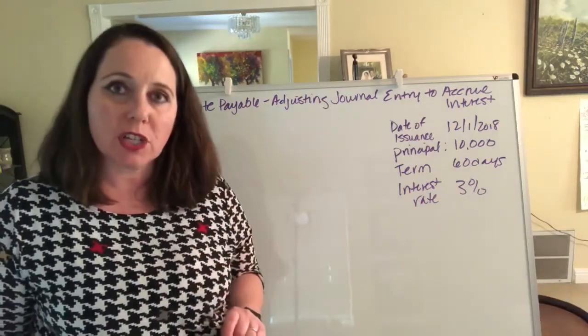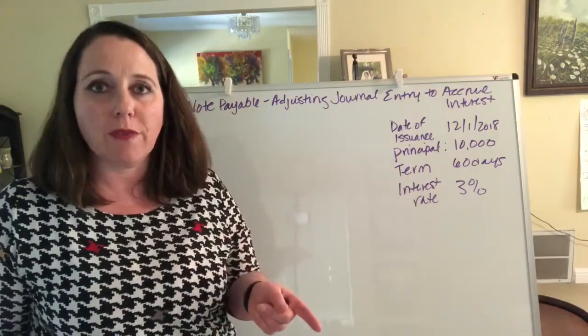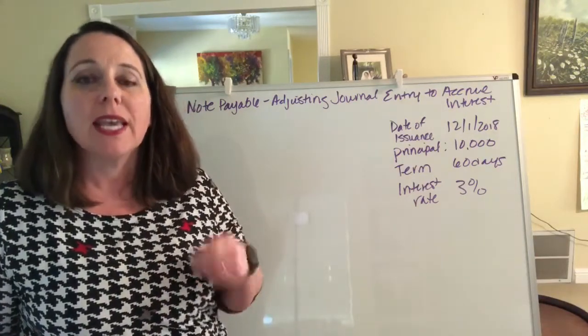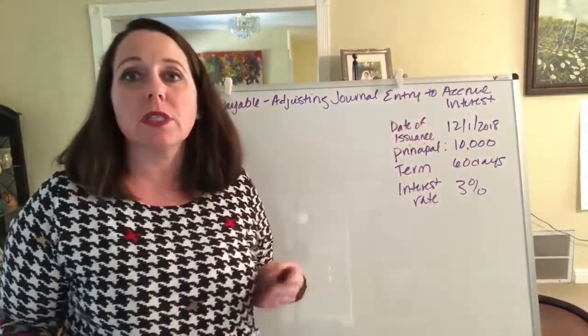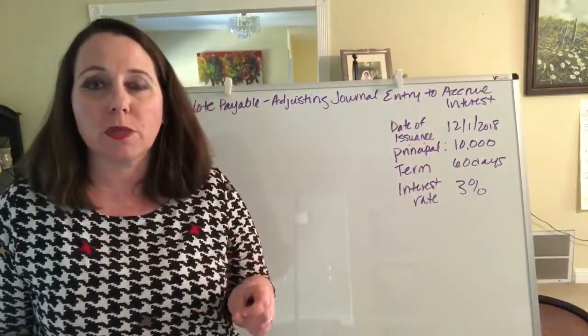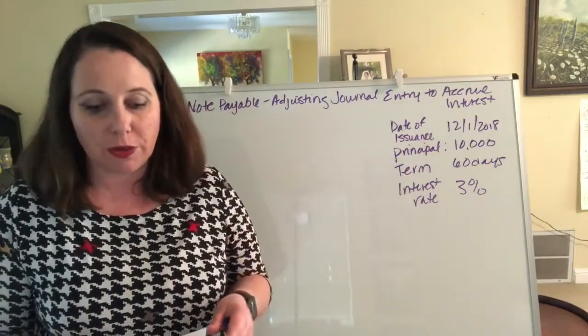Remember, the purpose of adjusting journal entries was to make sure we book revenue or expense in the correct period. In this case, this AJE to accrue interest is going to be to make sure our interest expense is booked in the correct fiscal year.